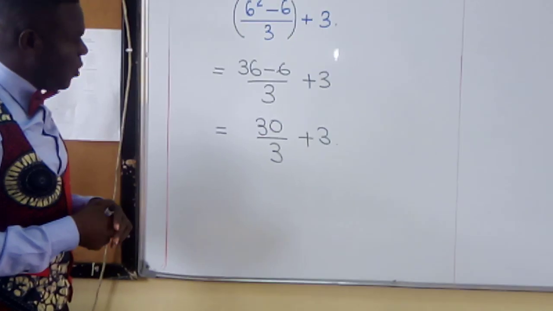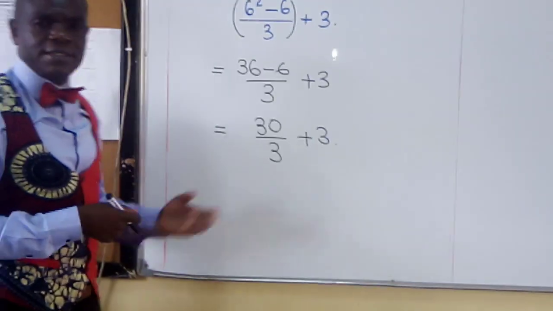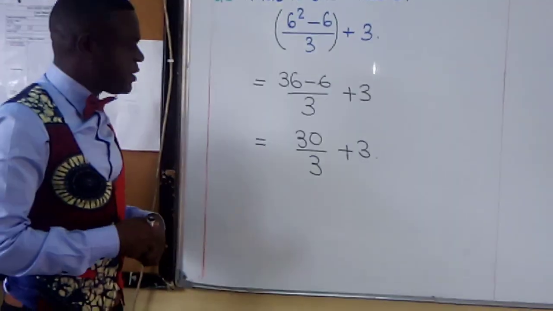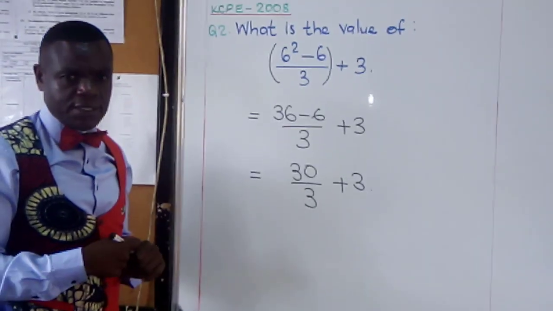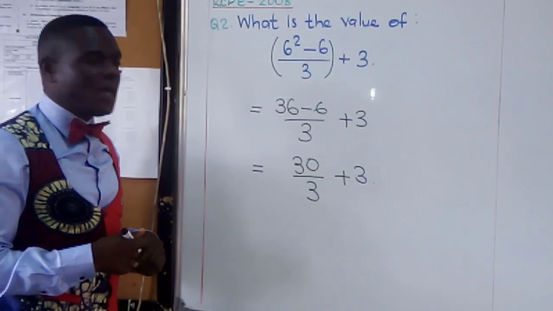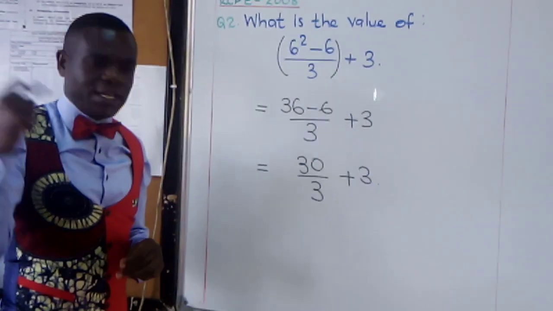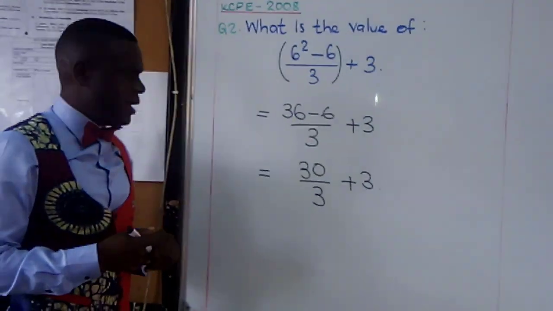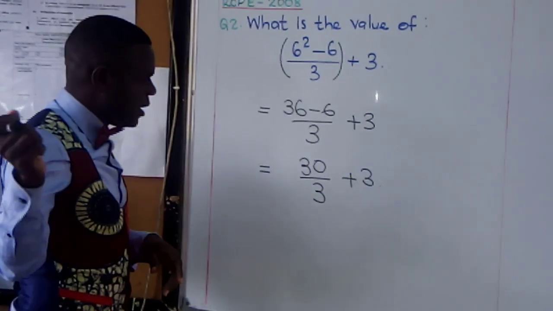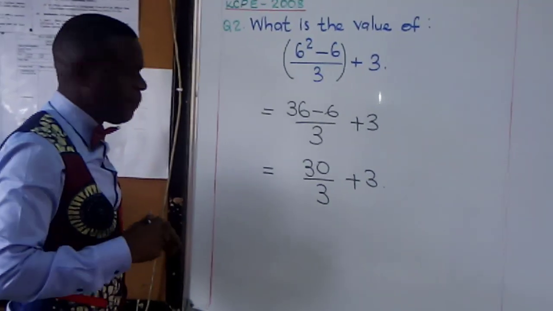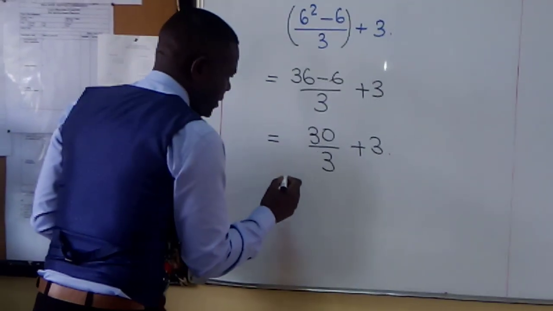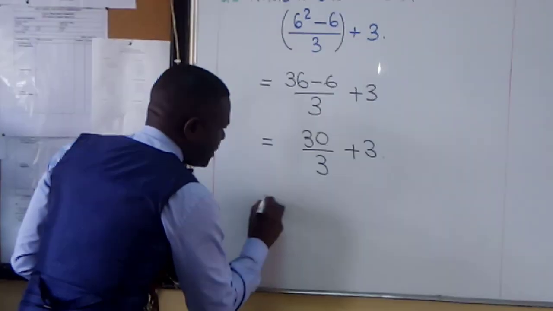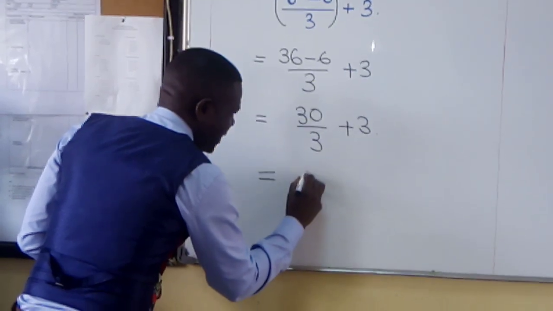I want us to go on. Tyrese, I almost forgot that you were here. What is 30 divided by 3? Tyrese, 30 divided by 3? Correct, Tyrese. Tyrese has got it correct. Clap, Tyrese. Thank you. 30 divided by 3 is 10.